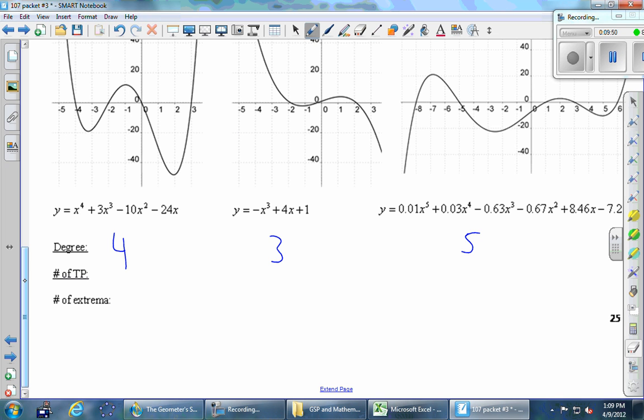Okay, next thing we're going to fill out is number of TP, turning points. So right down here at the bottom is a turning point. And then up here at the top is another turning point. And then finally, one more turning point there. So how many turning points does this one have? It has 3. Count turning points for the rest. Michael is jumping ahead, but yes.